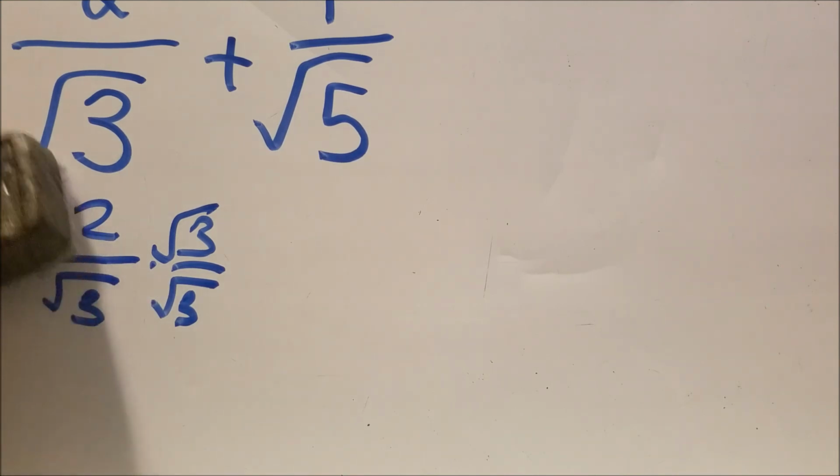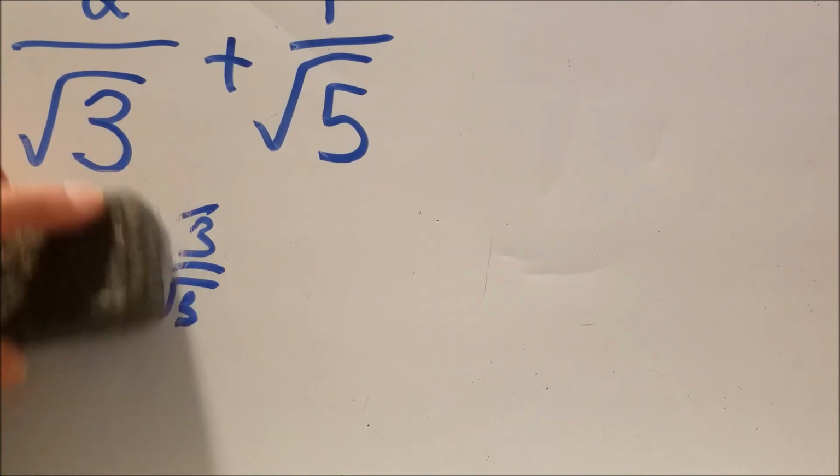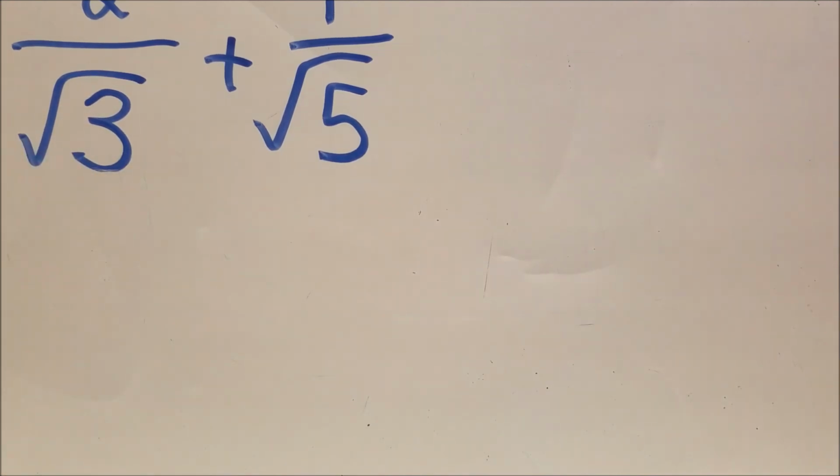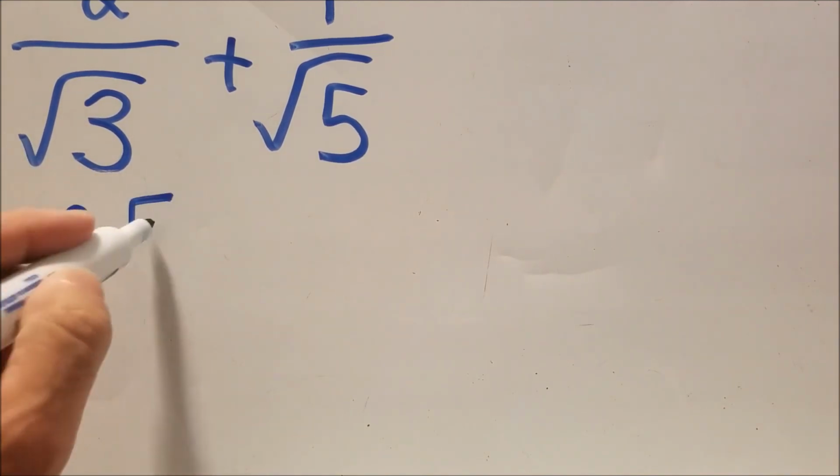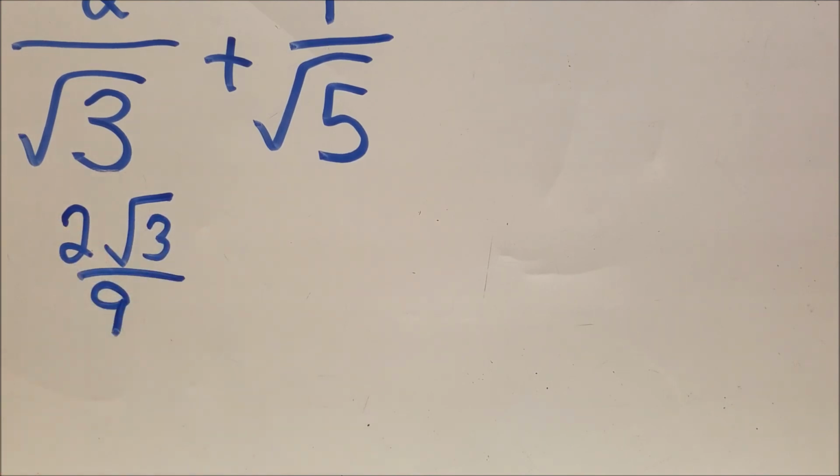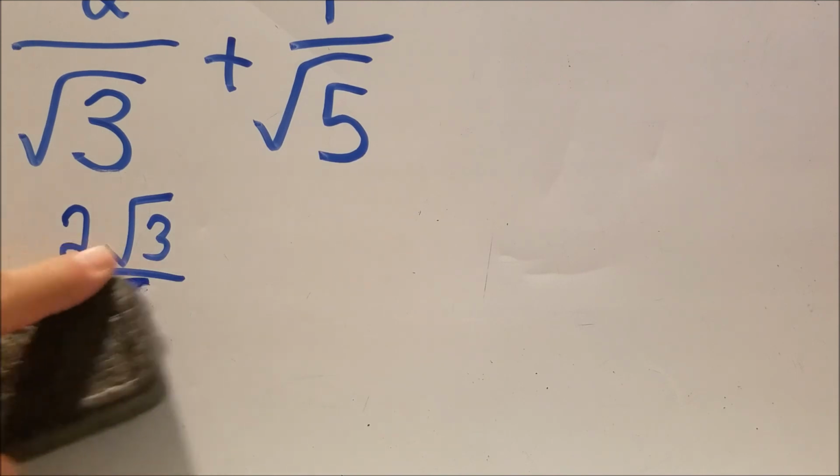So what do we have here? So I said we have 2 square root of 3 over 9, over the square root of 9. And the square root of 9 is 3.